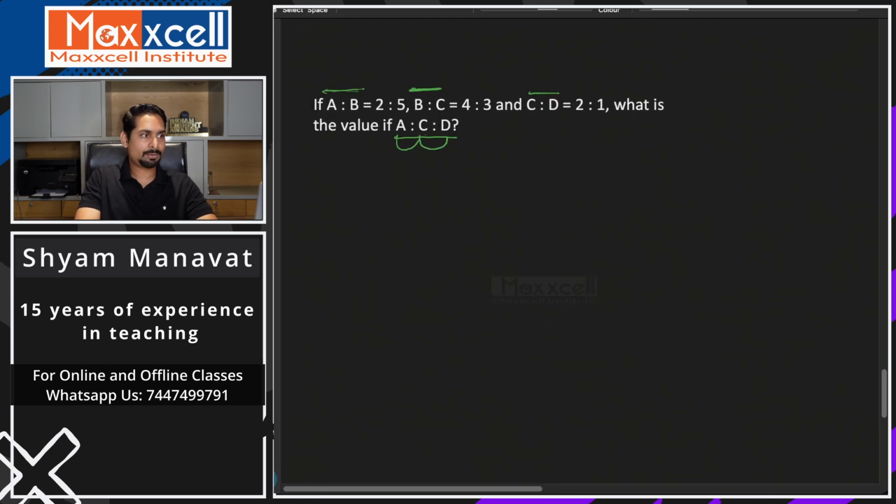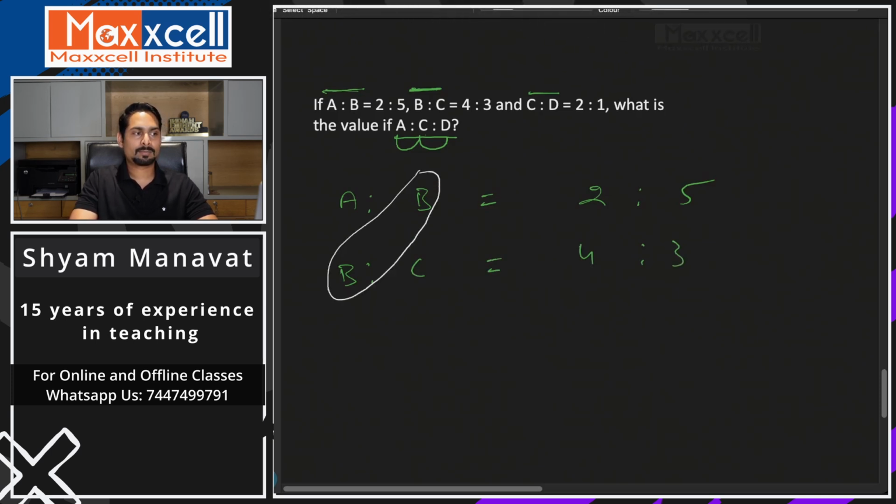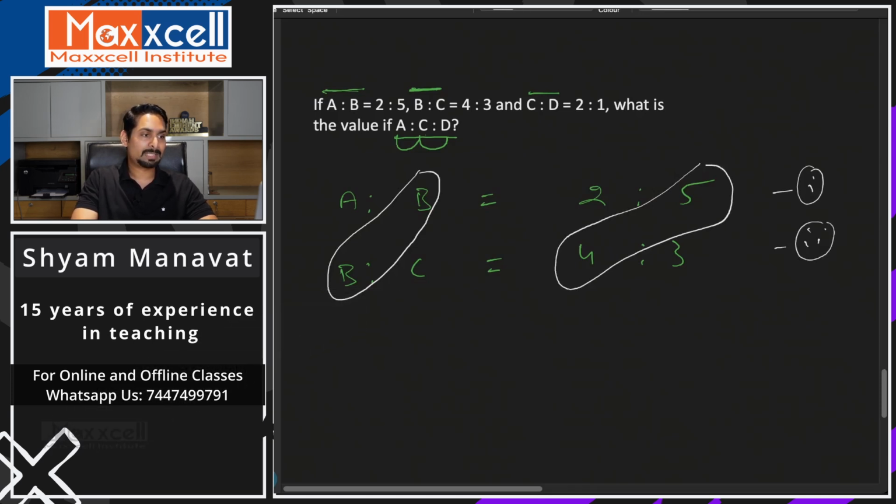Okay, so how do you do that? Go step by step. AB is what? 2 and 5. BC is what? 4 and 3. Which is the common variable here? B. What is B representing in different equations? Let's say equation number 1 and 2, 5 and 4. How will you make them equal? You multiply this 4 in equation number 1 and multiply 5 in equation number 2. How will it look like? It looks like this.